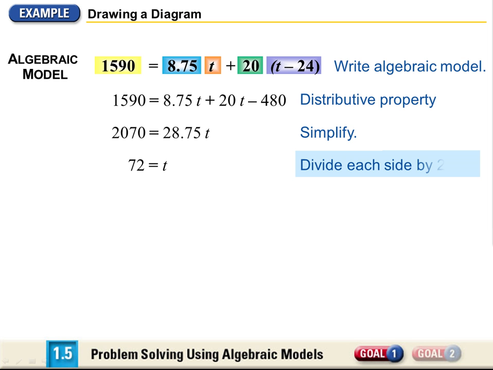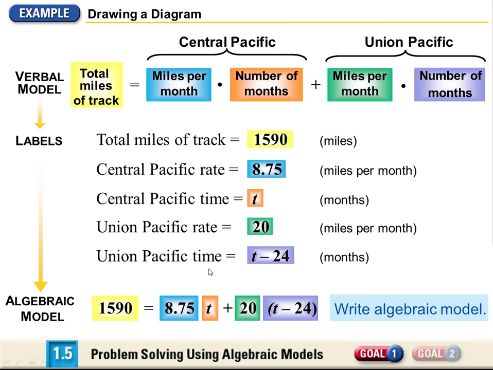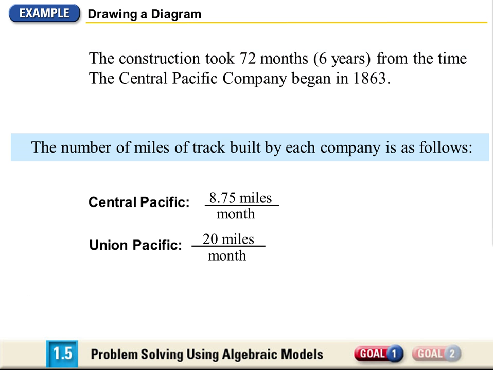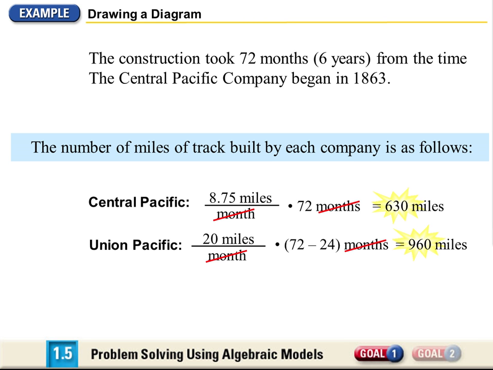Now, if I know that the total amount of time T was 72, how could I go back and find out how far Central Pacific went? We found out that T was 72, so 8.75 times 72 gives us our answer. For Union Pacific, it's just going to be 20 times 72 minus 24, whatever that is. If we do all that, what do we get? 630 for Central Pacific and 960 for Union Pacific, right?